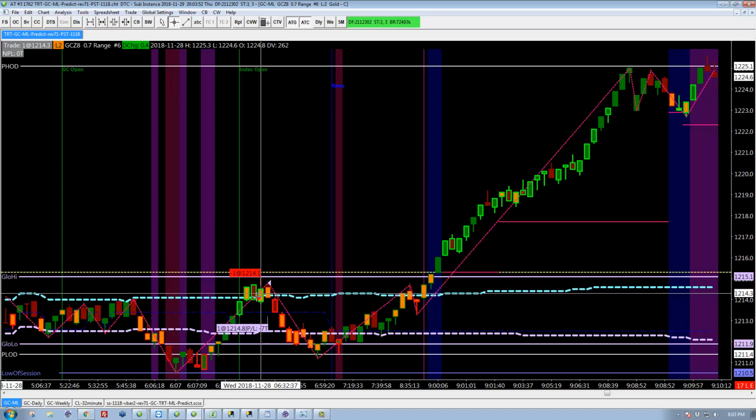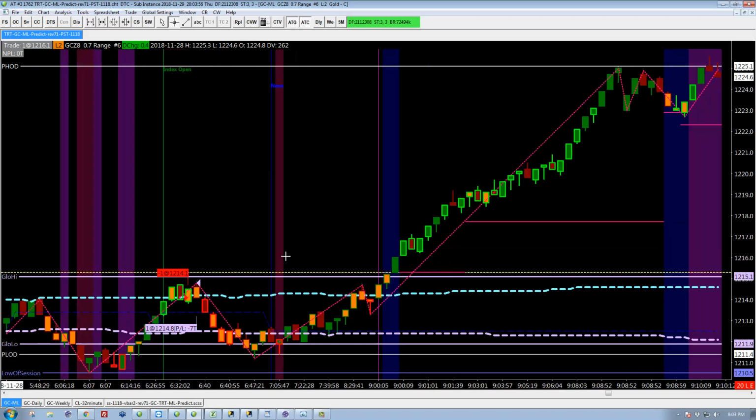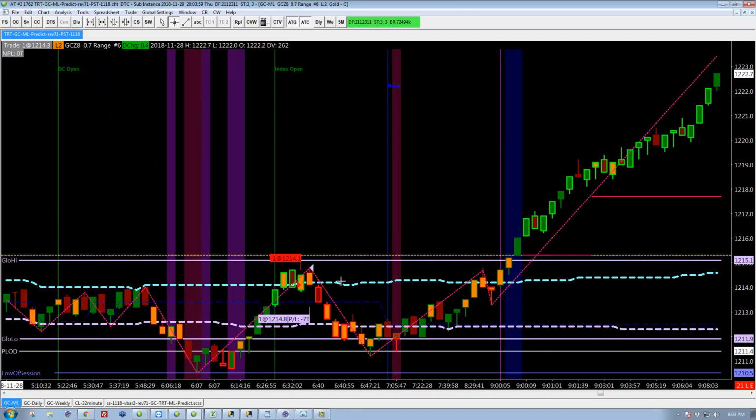And when we pull back up to the top of the value area, we short that. We get stopped out to the tick. That's a little unfortunate there. You can see we're doing the right thing, just the stop's a little too tight.